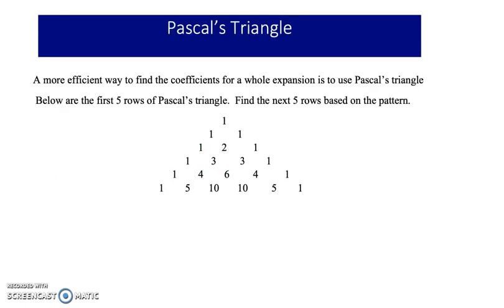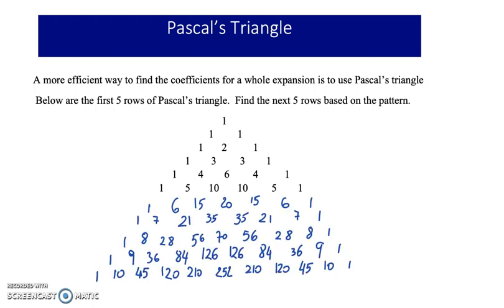Now, a faster way to find the coefficients of a binomial expansion is to use Pascal's triangle. Look at what we see here and see if you can figure out what the pattern is and how you can expand it. You may have seen this before, but otherwise, see if you can find the next 5 rows. Okay, you may have noticed that in this triangle, each number is the sum of the two numbers in the row above.